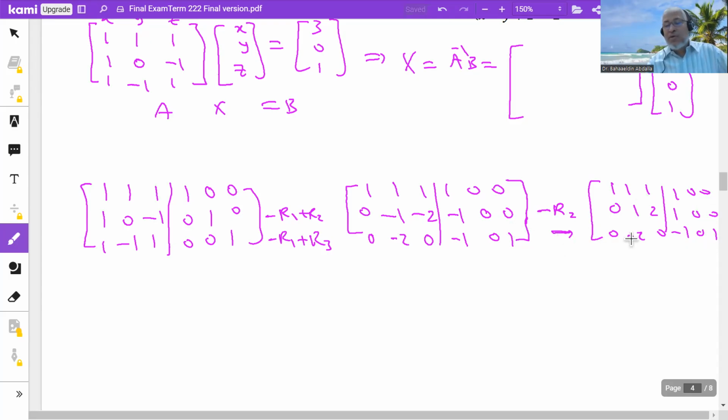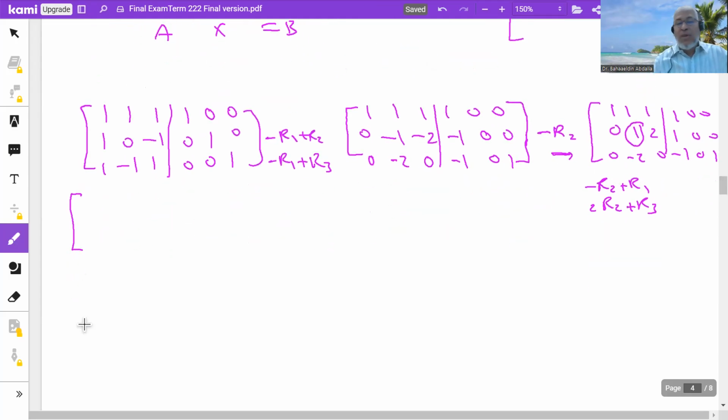I need these two numbers to be zeros, the 1 and the -2. So using this one, this is the leading one. So negative R2 plus R1 will make this number 0. And 2R2 plus R3 will make the -2 0. And I would have the following matrix. So the second row here is not changing. I'm using it to change the first and the third row.